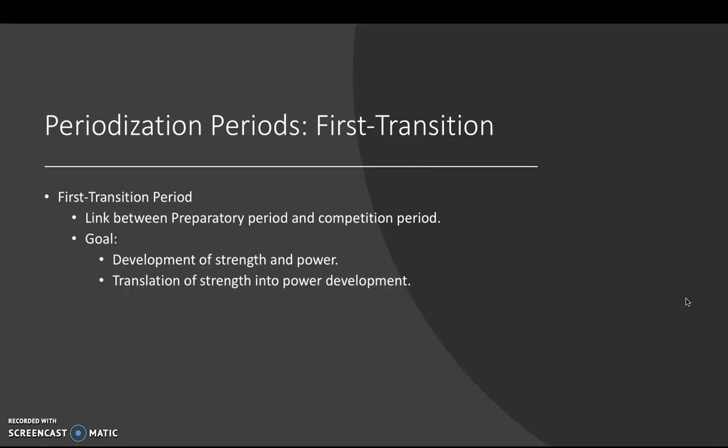So being able to have that power develop through things like cleans, things like snatches, things like plyometric training. Not to say that you can't work on that throughout the other phases, but this is where we're going to start seeing those be loaded up a little bit more intensely. But it's that translation of that strength that we built into a power development so that we can be explosive and athletic.